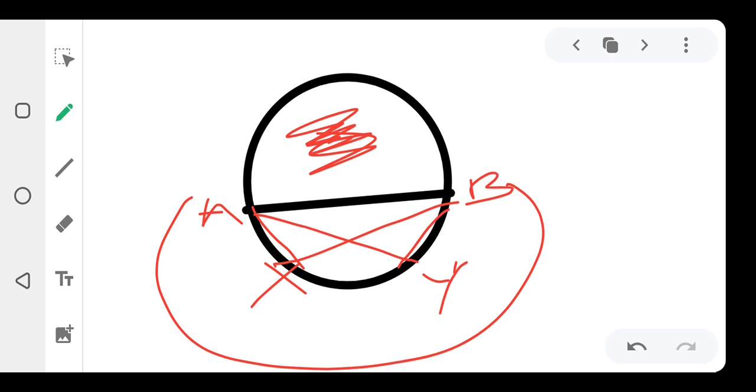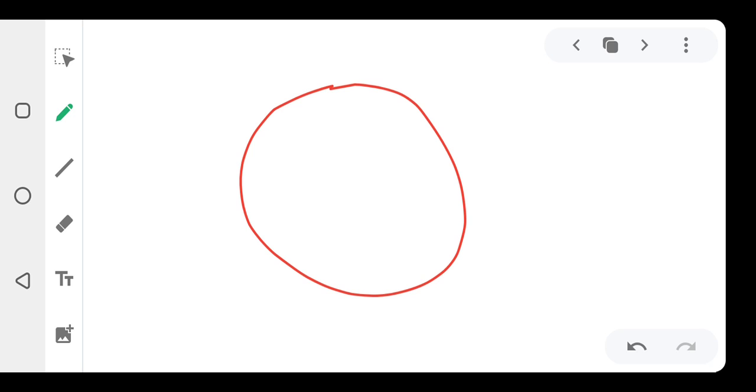We shall be talking about so many things in the next video, but before I end this video, let's talk about one theorem about chords. The theorem states that a straight line drawn from the center of a circle to bisect a chord which is not a diameter is at right angle to the chord.